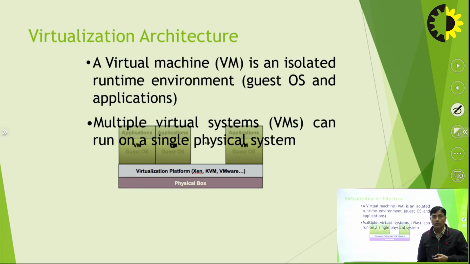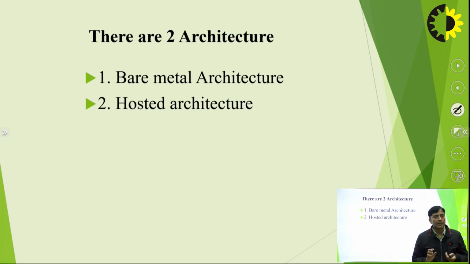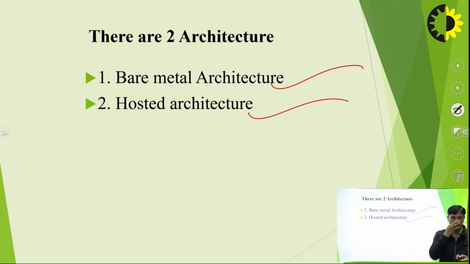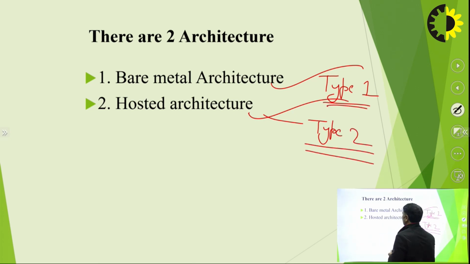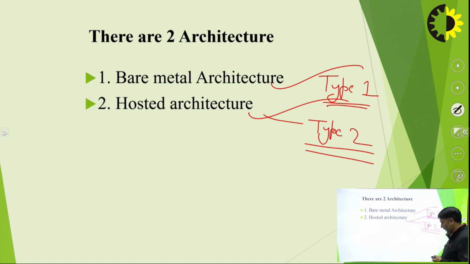Virtualization architecture. Okay. So, a virtual machine is an isolated runtime environment, guest operating system and application. Multiple virtual systems can run on a single physical system, like this physical box, and this is the virtualization software, and the same number of guest operating systems can run. So, there are two famous architectures of this VMM. Okay. One is the bare metal architecture and the other is the hosted architecture. That is very important. And in fact, this bare metal architecture is also known as type 1 architecture, and this is known as type 2 architecture. So, let us see what is the type 1 and type 2 architecture.